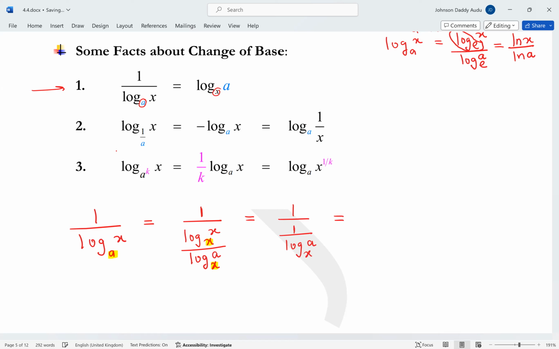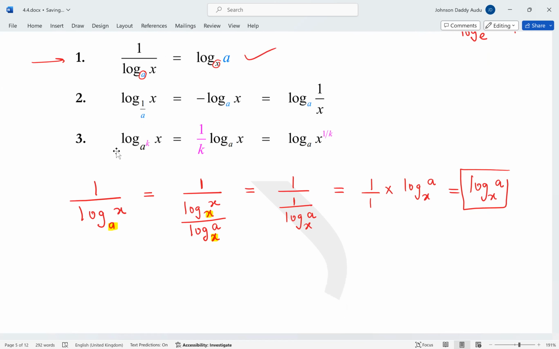And what is the meaning of this? This is just a change of division. This is 1 over 1 times log x of a. So our final answer is just log x of a. Please see this one. So this is number 1. I'm just still explaining 1.